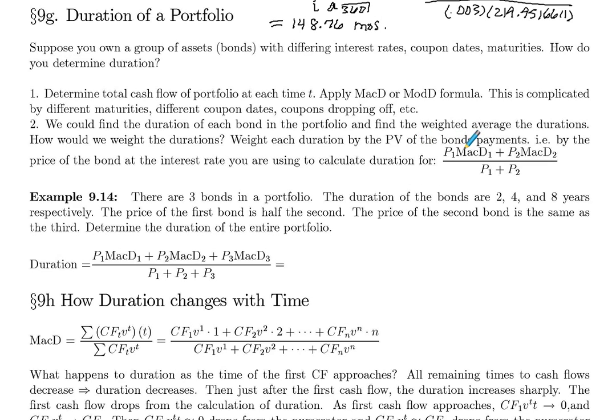So what we're going to do is take the duration for the first security and multiply it by the price. Okay, so this is a price weighting. Weight the duration by the price. And then the second security, just consider 2 securities for now, we're going to weight that by the price. And then we're dividing by the total price here. So this is how you do a weighted average. Well, let's consider an example here.